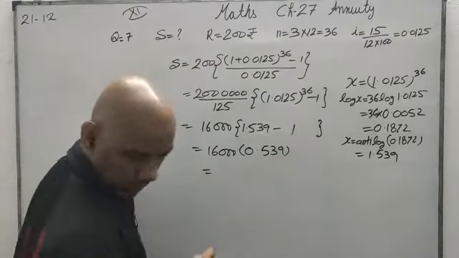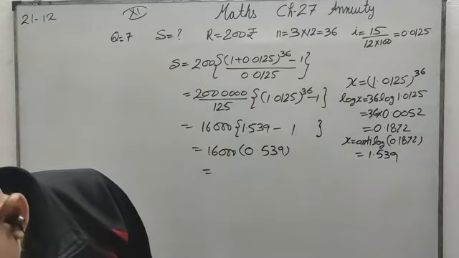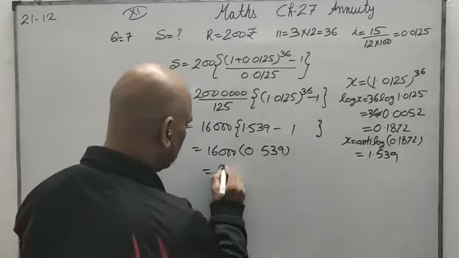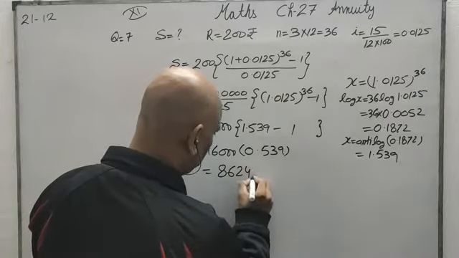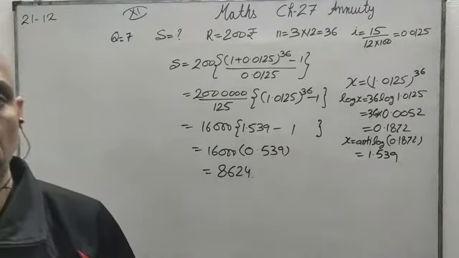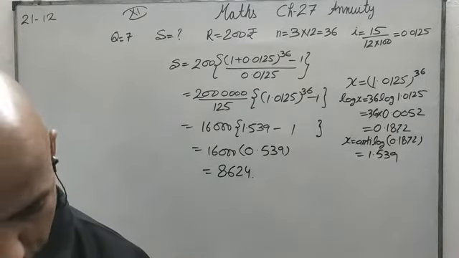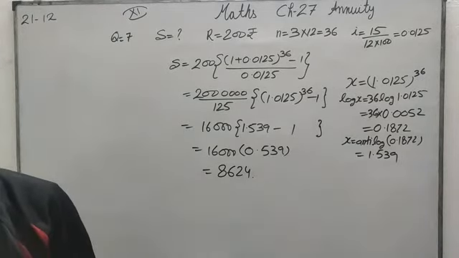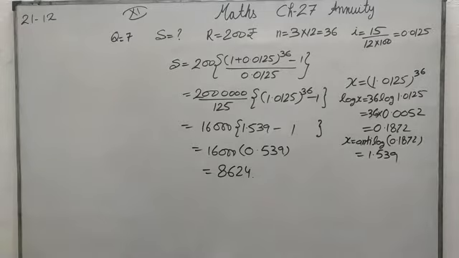In the end, 16,000 into 0.539, and my answer is 8,624. So this way we have solved annually, we have solved quarterly, and we have solved even monthly. So this is all you will have to do in these types of questions. Then sometimes he will use the same question in general practical problems.